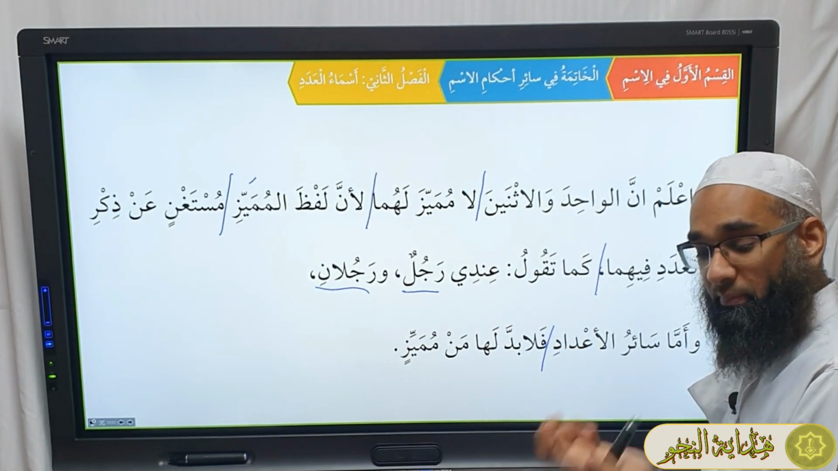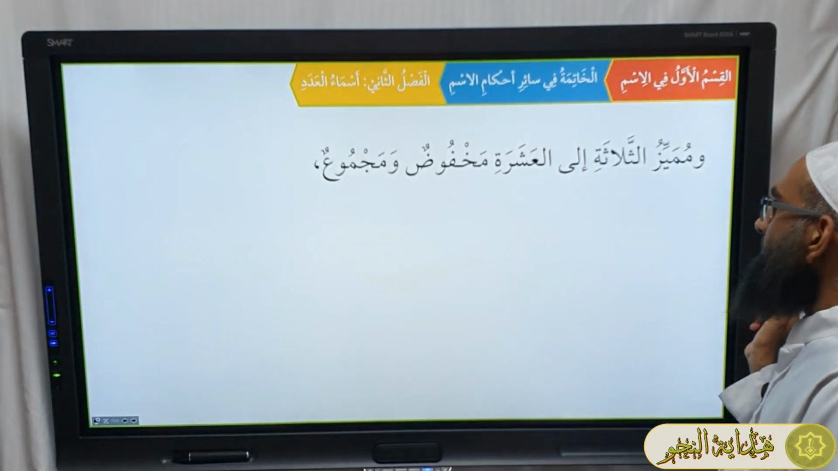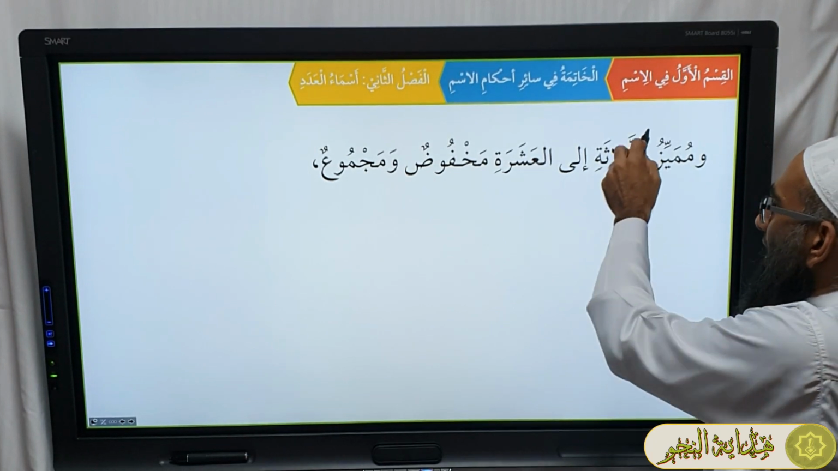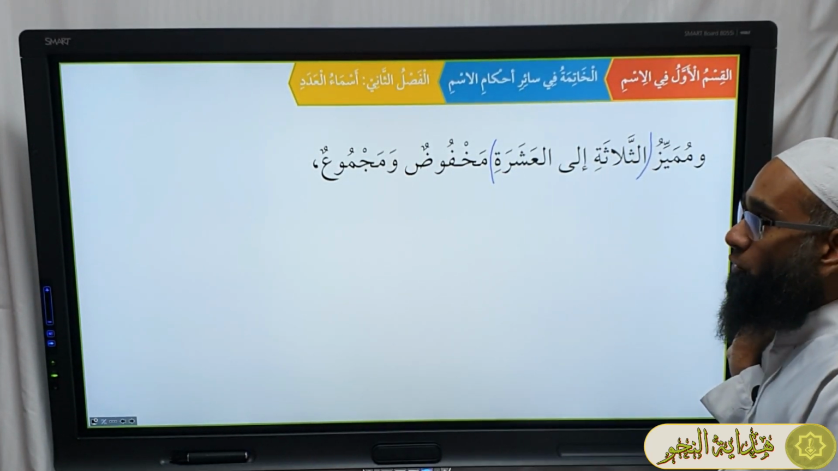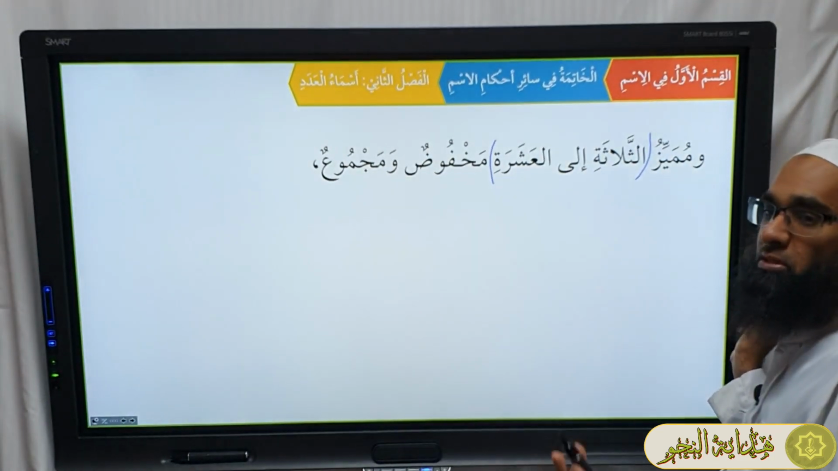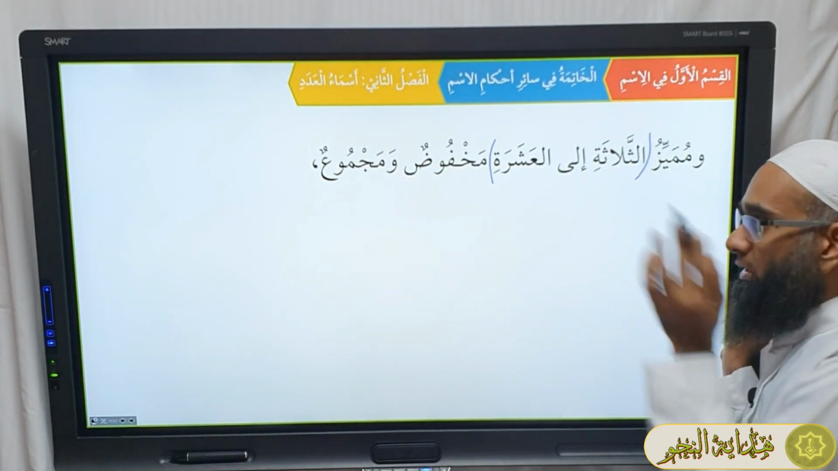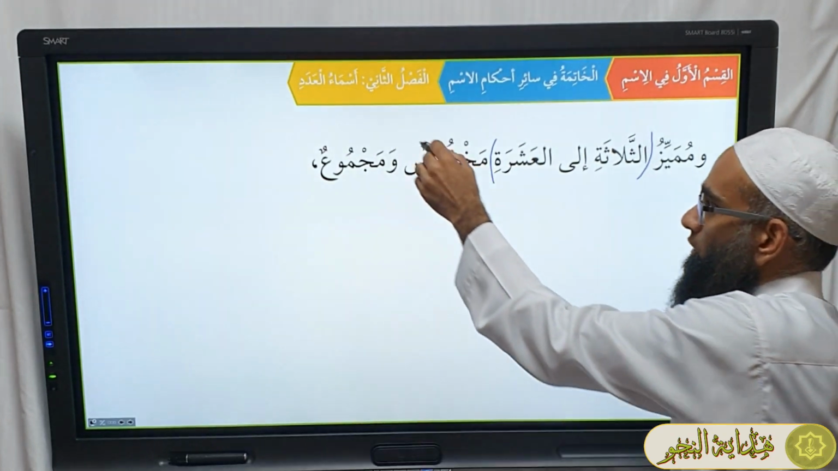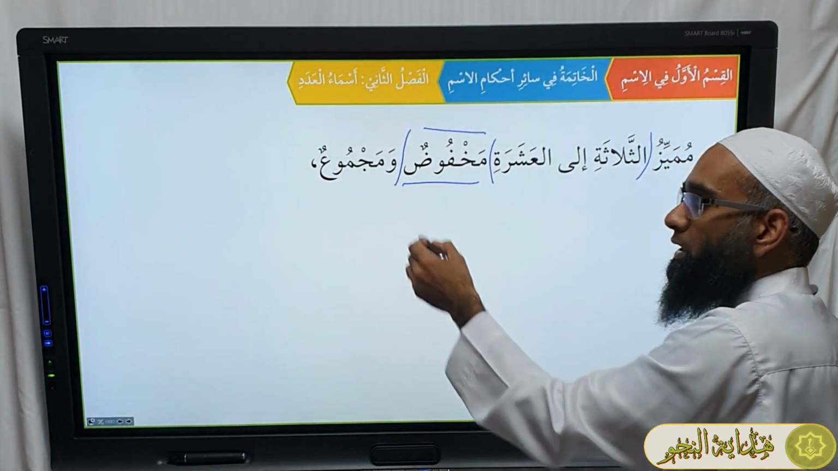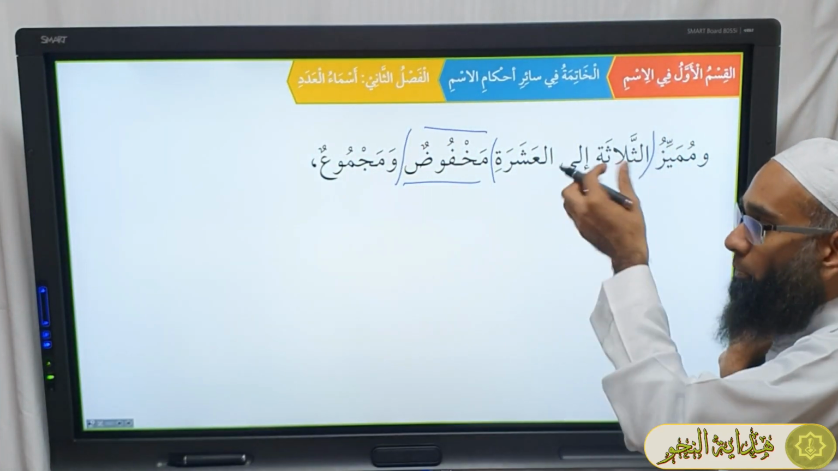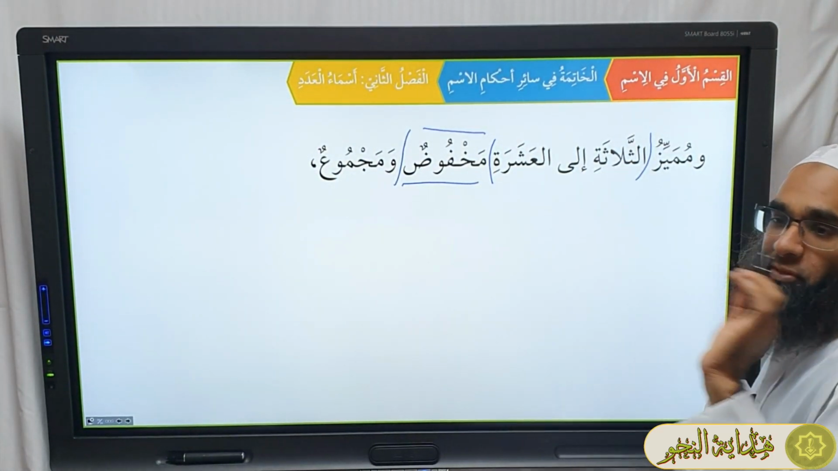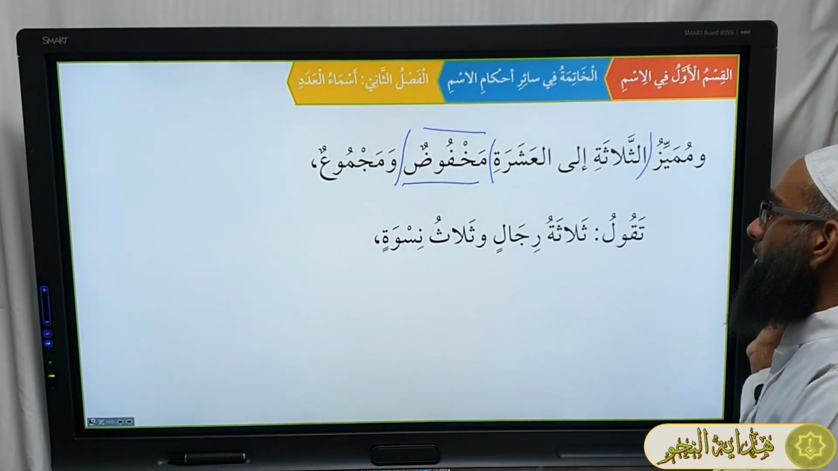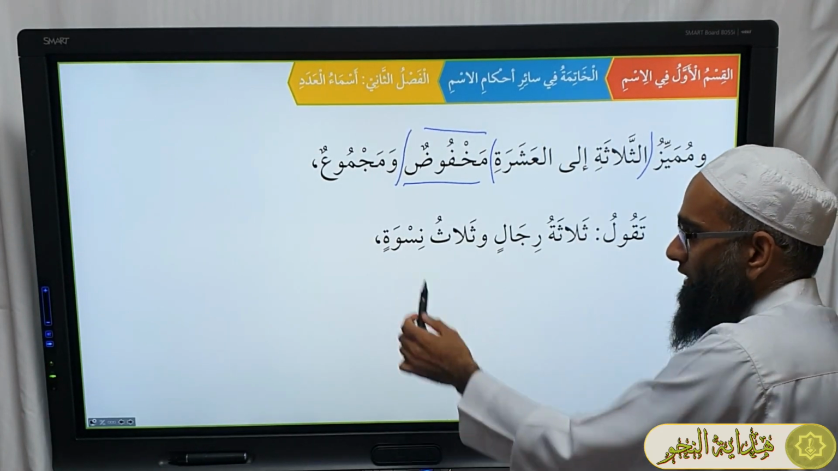Now what's the i'rab and what's the number of the tamyiz? So, الثلاثة إلى العشرة مخفوض, majroor because it's مضاف إليه, and مجموع, plural. So that's the top burger finished. The top burger is مخفوض, bottom burger is also مخفوض, top bread and bottom bread both are مخفوض. But the top one is majmuu', because the sesame seeds make it majmuu'. تقول ثلاثة رجال وثلاث نسوة.